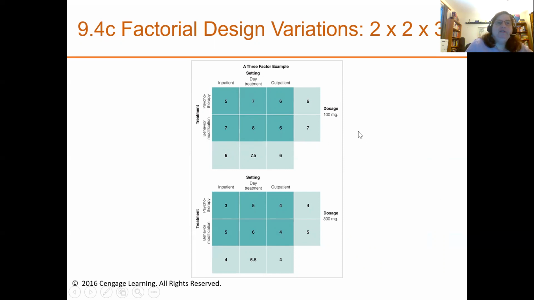You can look at the interaction between the setting and the treatment. You can look at the interaction between the setting and the dosage, or the interaction between the treatment and the dosage. Or you can actually look at that three-way interaction of treatment by setting by dosage. So there's a lot to look at here. As you might imagine, you really need some good power, some good sample size in order to be able to look at this. It also gets really complicated to try and understand what's really going on here. It can be done, but it's a challenge.